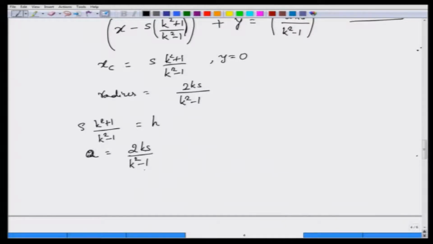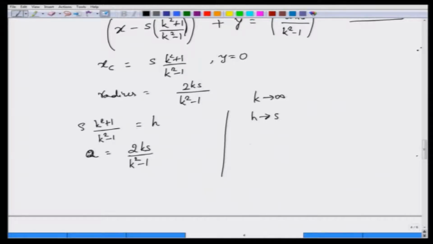Let us look at what happens as k changes. Okay. First consider what happens when k goes to infinity. As k goes to infinity, h goes to s, right. Why? Because in the numerator k² + 1 becomes k², in the denominator it becomes k² - 1, therefore k² and k² cancel each other, and h tends to s. Okay. So, the line charge can be thought of as centered at the origin for k going off to infinity.